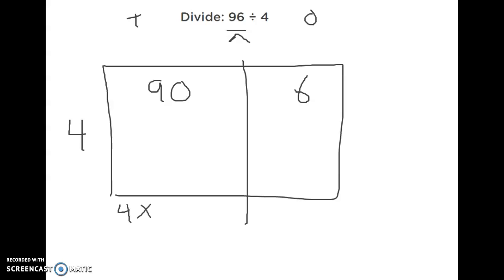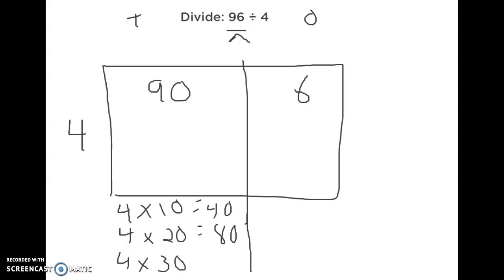So I have 4 times 10, which equals 40. So I'm trying to get to 90. So 10 groups of 4 gets me 40. I think I could go up a little more to see if I can get closer to 90. 4 times 20 equals 80. Pretty close to 90, but not exact, so I'm going to go up one more just to see. 4 times 30 equals 120.